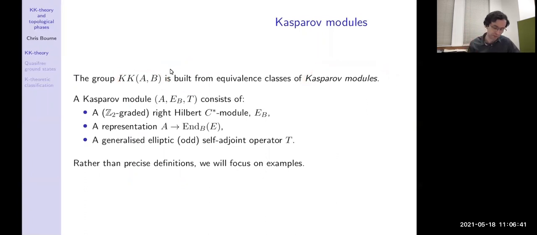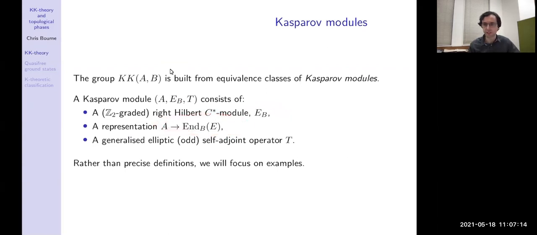I think Kasparov module is actually the correct pronunciation, which is a triple of three things, which I'll only kind of vaguely define. So the first is this E_B, which is a so-called right Hilbert C-star module. And we also want it to be Z2 graded, but I will not focus on this too much. So I'll define at least some of these points in the next few slides. So we have this so-called C-star module. I'll say more about that soon.